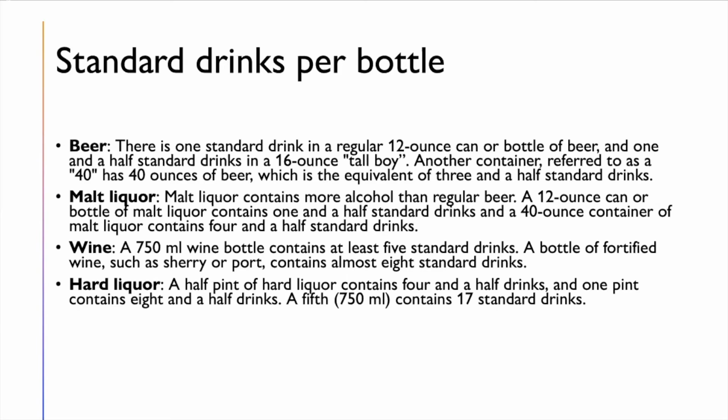Third, wine. A 750 milliliter wine bottle contains at least 5 standard drinks. A bottle of fortified wine such as sherry or port contains almost 8 standard drinks. Hard liquor. A half pint of hard liquor contains 4.5 drinks and 1 pint contains 8.5 drinks. A fifth, 750 milliliters, contains 17 standard drinks.